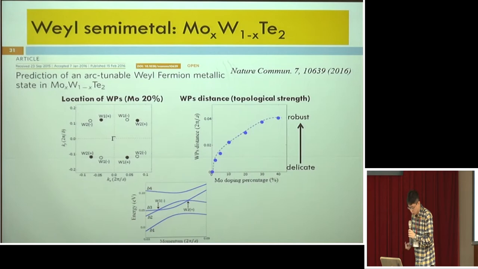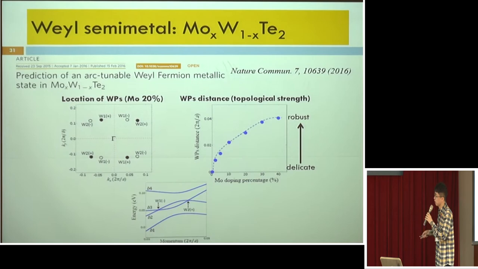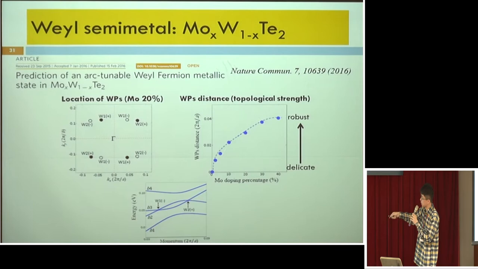More interestingly, we found the distance between these two Weyl points can be modified by changing the molybdenum doping concentration. In this panel, the horizontal axis is the molybdenum doping concentration and the vertical axis is the Weyl point distance. We can see the separation increases as the doping concentration increases. So this is a tunable system.